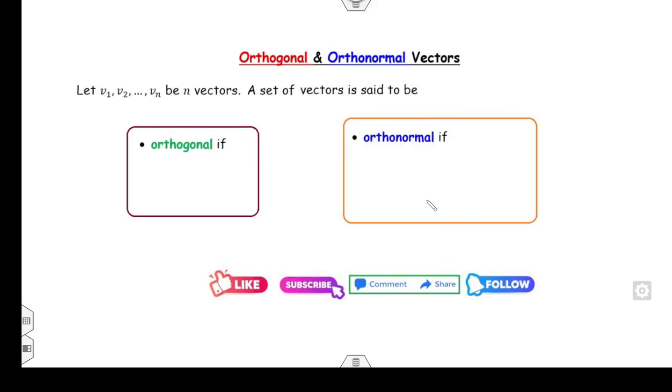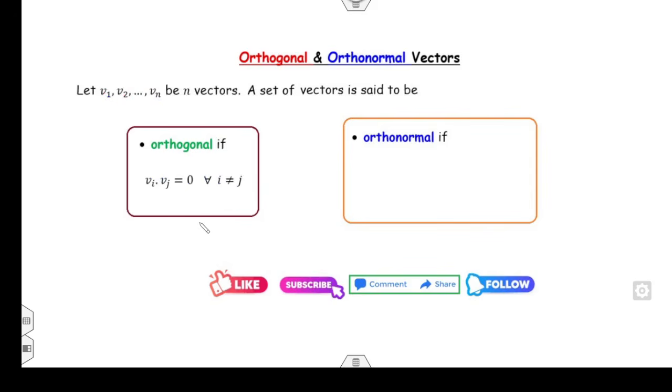First of all, let me quickly recall the concept of orthogonal and orthonormal vectors. If you have n vectors v1, v2, ..., vn, then the set of vectors is said to be orthogonal whenever vi dot vj is 0 for all i not equal to j. That means if you take the dot product of v1 and v2, it must be 0. The dot product of v2 and v3 will be 0, the dot product of v1 and v3 will be 0, and so on.